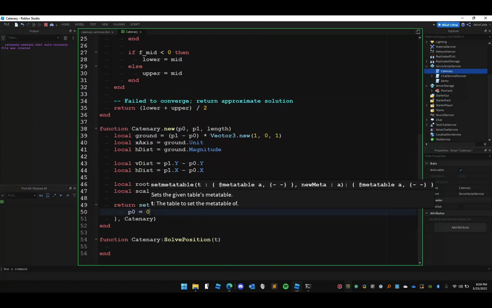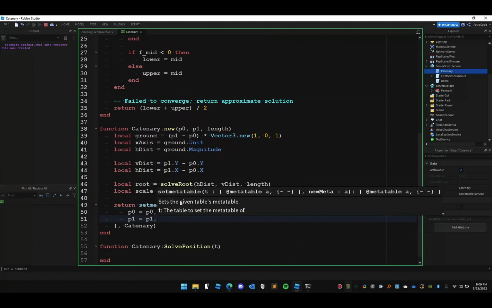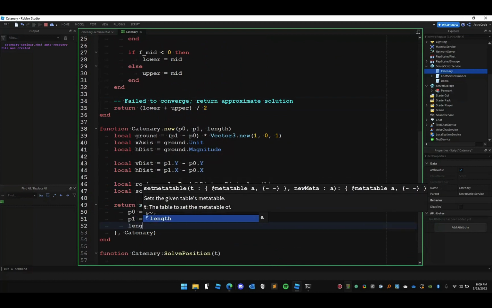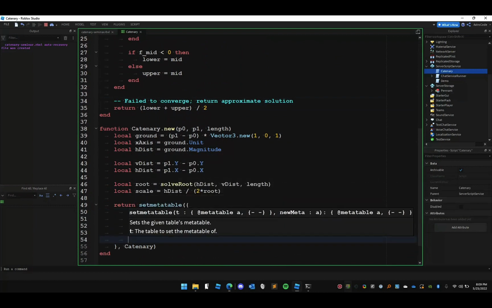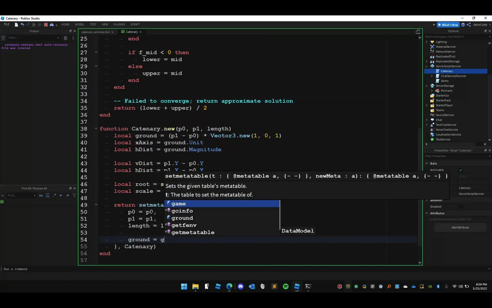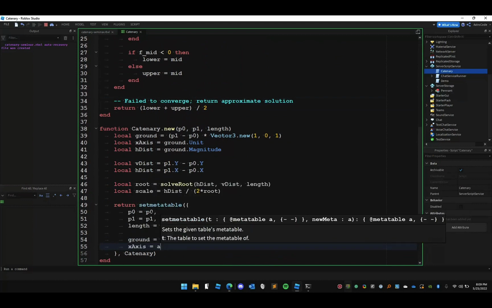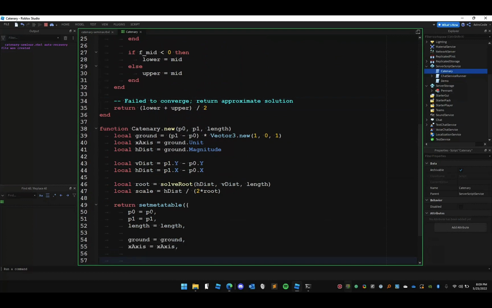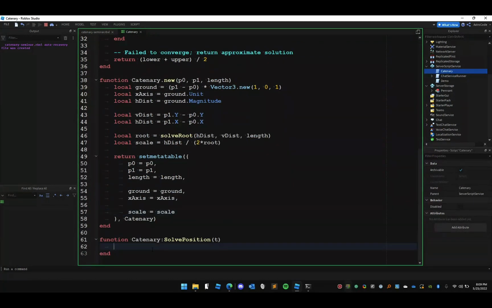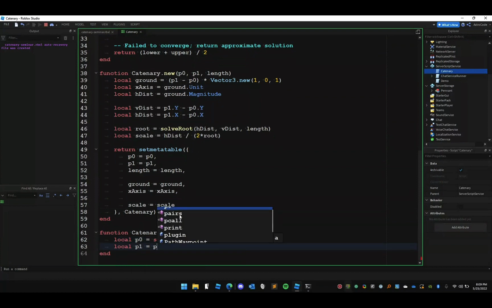So let's just make an object out of this. We need the length. And what else do we need? We're going to need the ground vector, the x-axis, and the scale. So then when we go to solve the position, we're actually going to need a bunch of these things again, so I'll just define these.